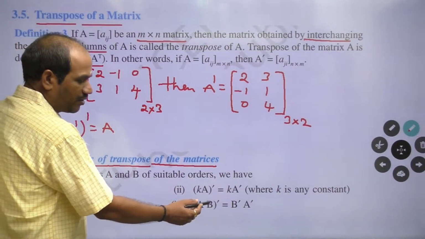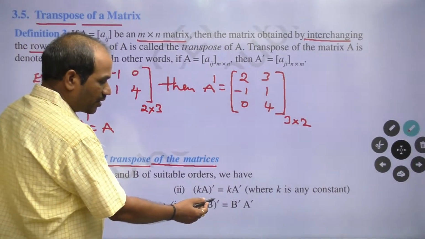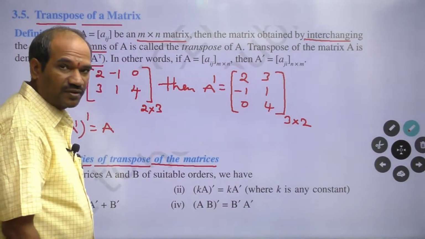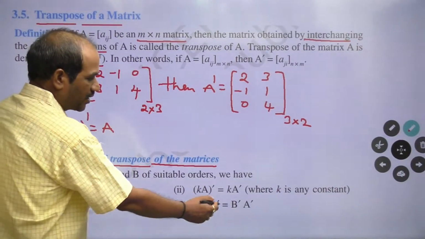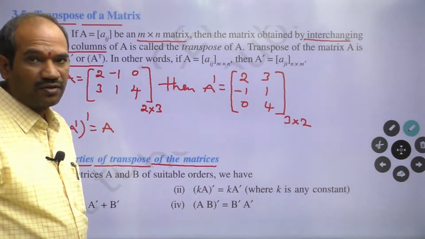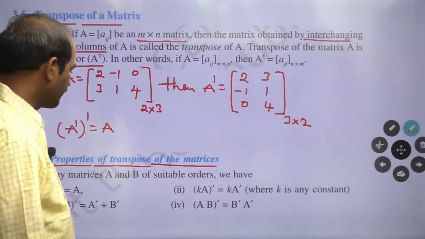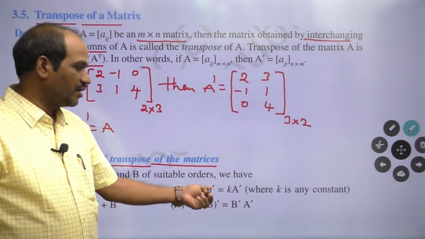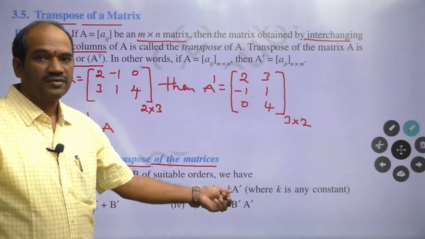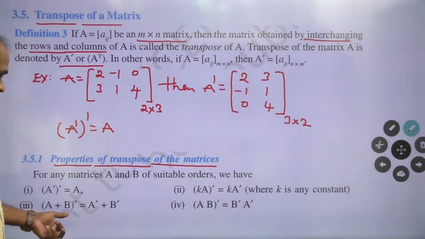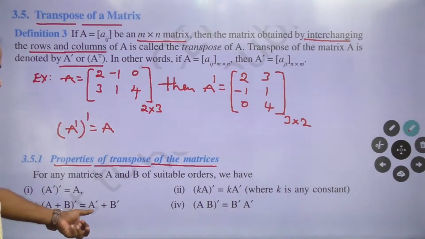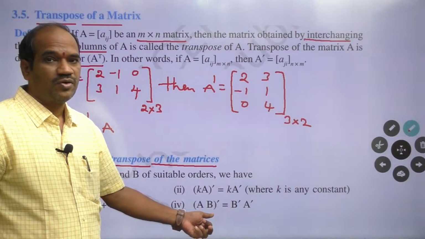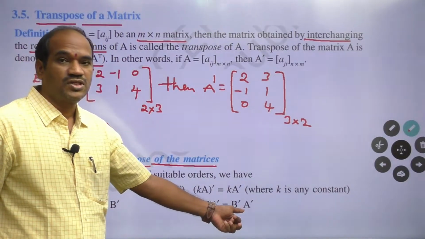Next, AB whole transpose is equal to B transpose into A transpose. These are the 4 properties. First, A dash whole dash is A. Second, KA whole dash is K into A dash. Third, A plus B whole transpose is A transpose plus B transpose. Fourth, AB whole transpose is B transpose into A transpose.